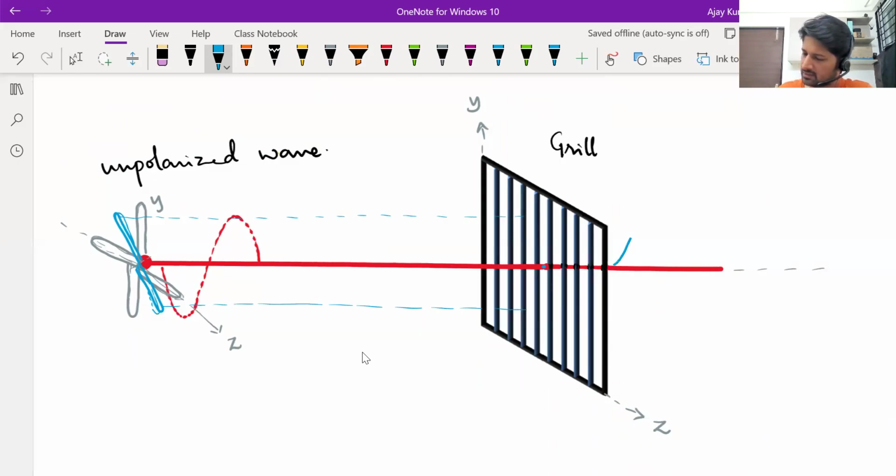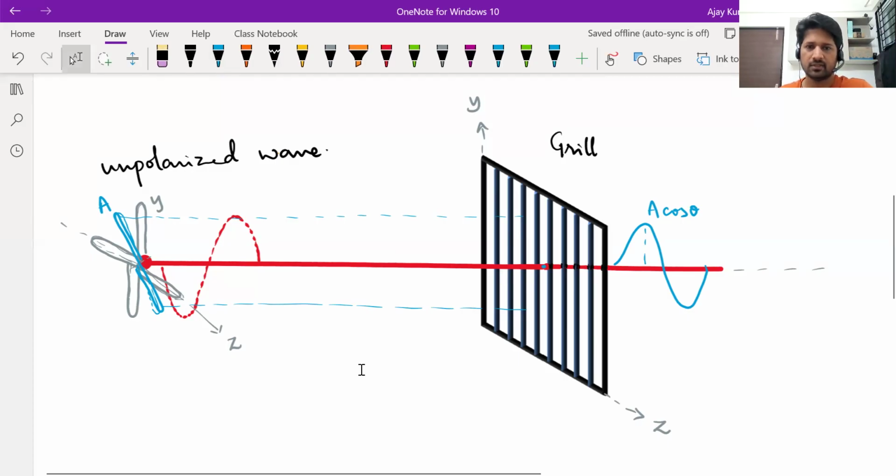So you will see the pulse pass like this. Okay, you tried to disturb it by an amplitude A, such that it has an amplitude A, but the effective amplitude you can expect to pass through the grill is only A cos theta, where theta is the angle between the direction in which you oscillated the particle and the direction of the grooves in the grill.